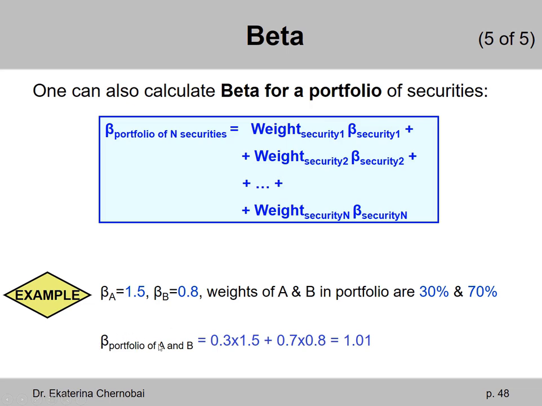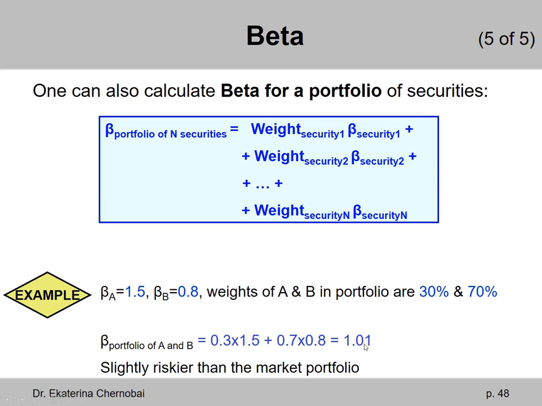The beta of the portfolio of stock A and stock B equals the weight of stock A, 30% or 0.3 in decimals, multiplied by the beta of stock A, which is 1.5 given, plus the weight of stock B in the portfolio, which is 70% or 0.7 in decimals, multiplied by the beta of stock B, 0.8, which is given. The math gives us 1.01. What does it mean? How can you interpret this number?